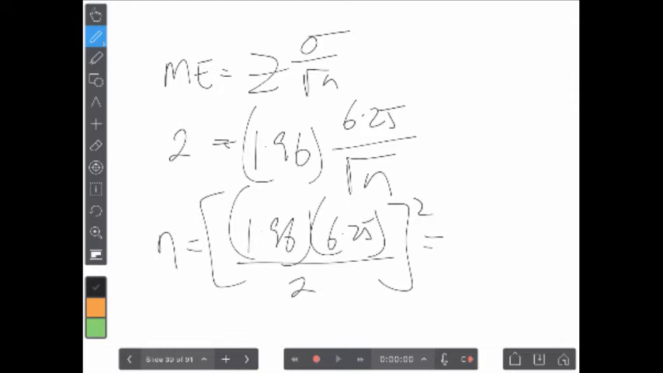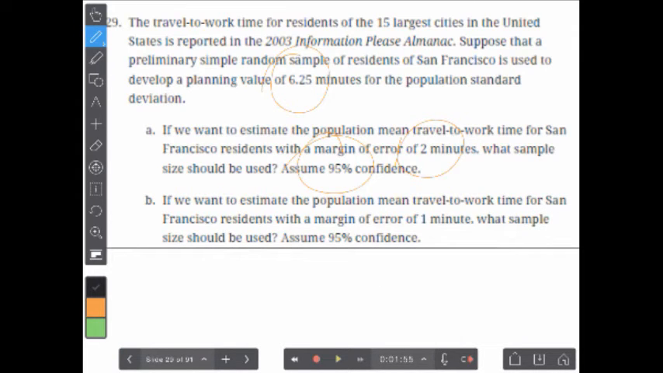And I'll let you calculate that value. So that's the first part of that question. Let's see what the second part is. If we want to estimate the population mean travel time to work with a margin of error of 1 minute, what should we use for the same level of confidence? Well, we're just repeating the same question, except now instead of 2 minutes, we're changing it to 1 minute.